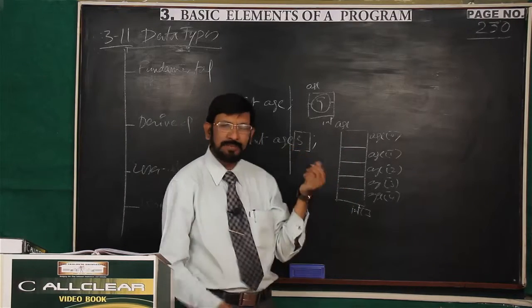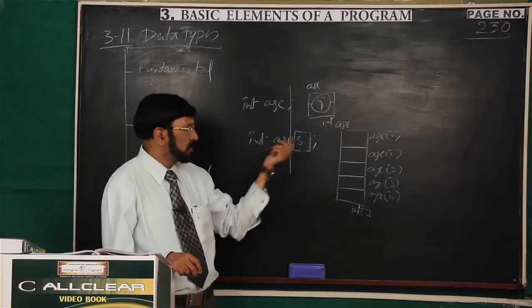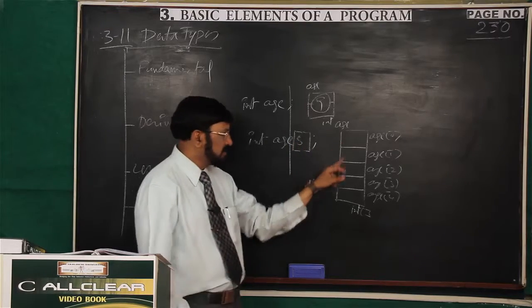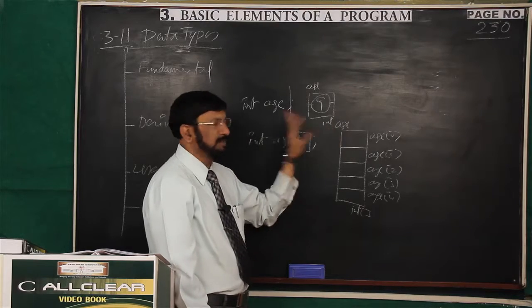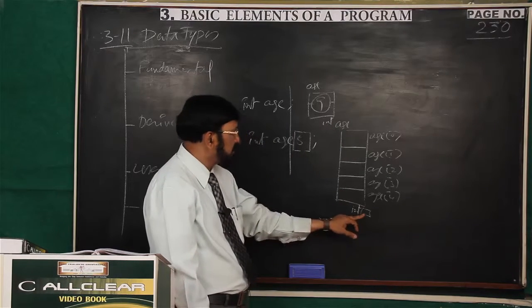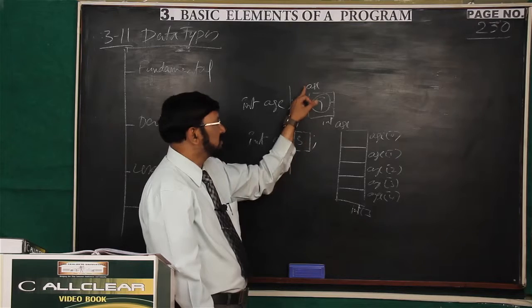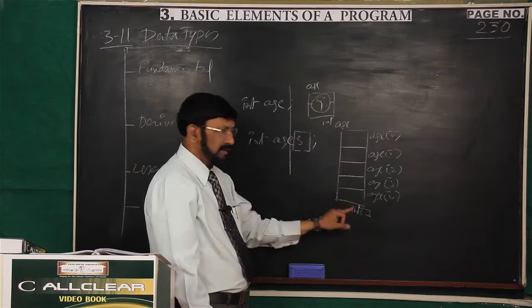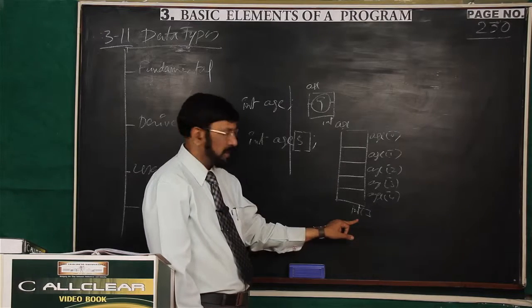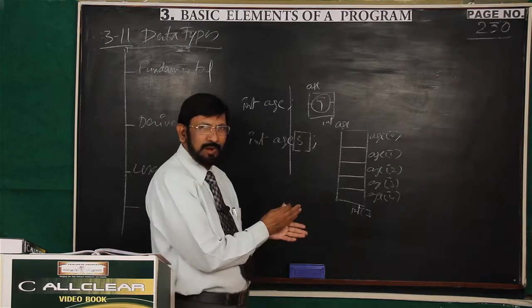These are only just 5 elements. You can define 1000 elements also. Then as a single block, an array is created. Its name is age. Its type is integer type array. Its type is int, its name is age. That you remember as a single block.